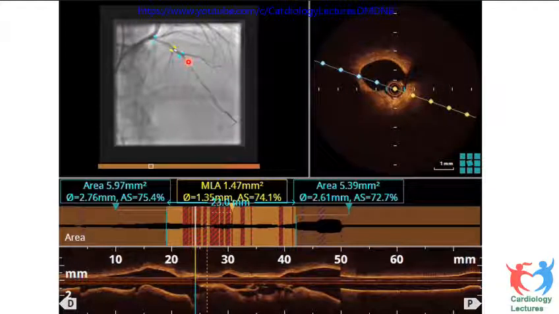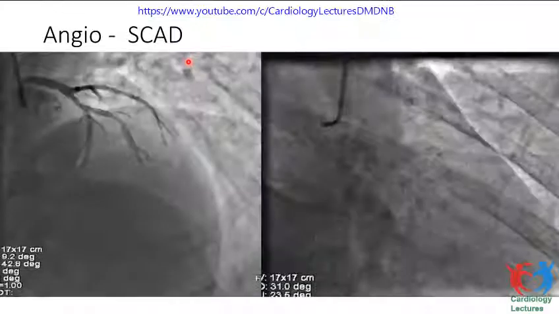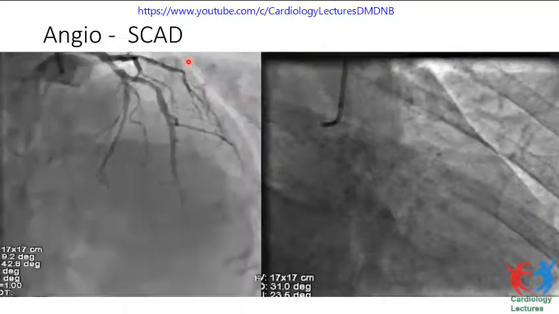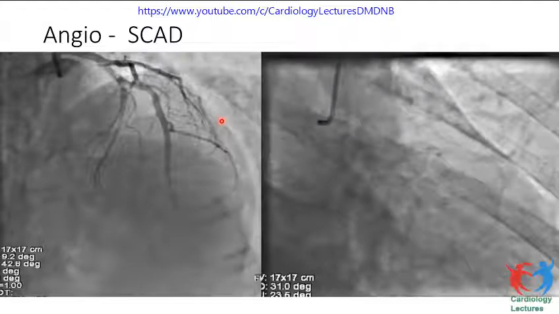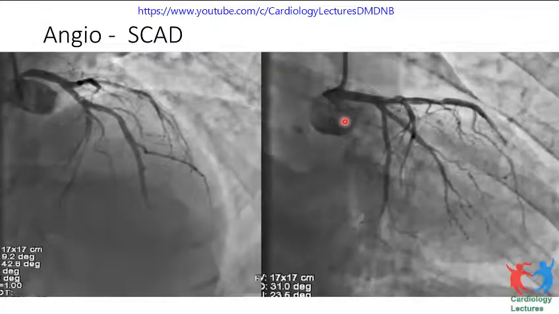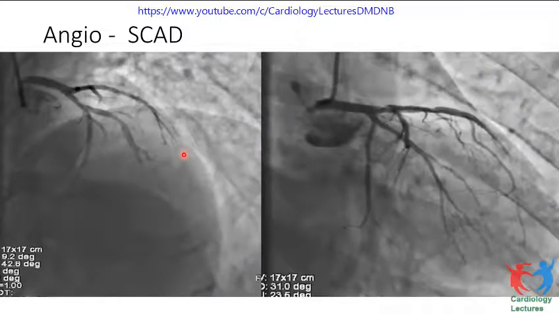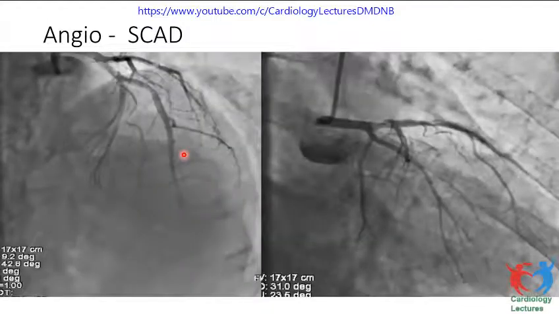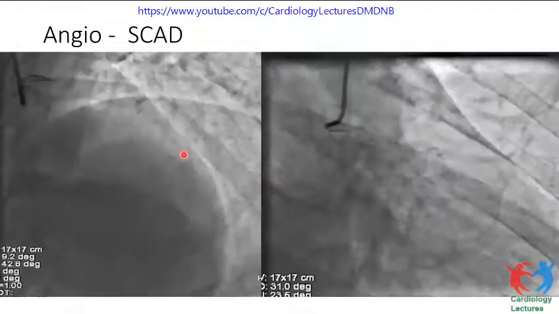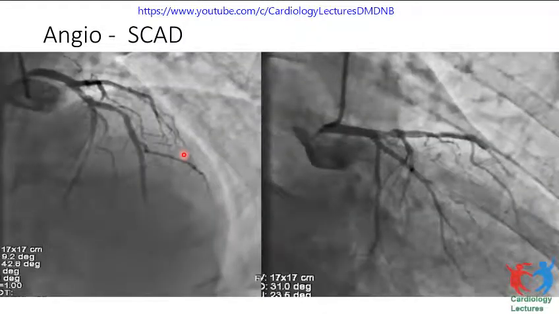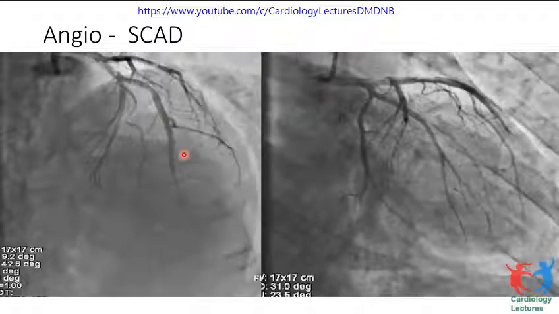And this is a case here. You see similar intraluminal filling defects there, starting from here to here. Again, we might think it's a SCAD, or we might just leave it as thrombus. But if the patient is hemodynamically stable, most of these cases can be left on medical management. The issue comes if there is active ischemia or hemodynamic instability.